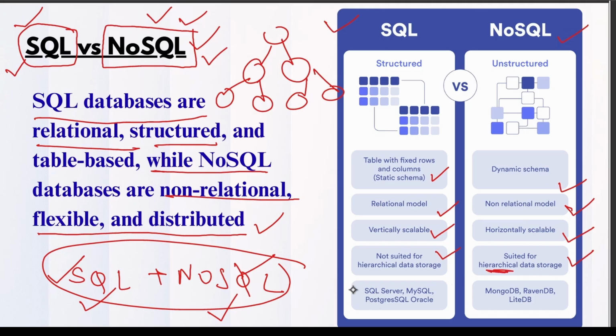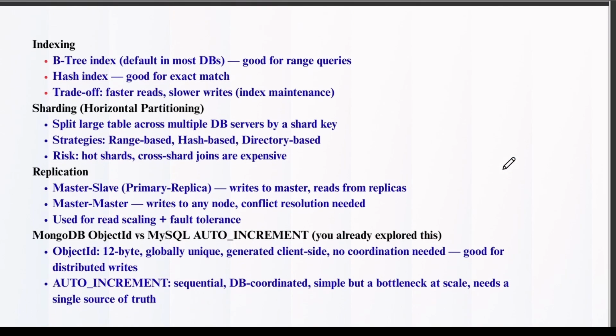Examples of SQL are MySQL, Postgres, Oracle, this kind of stuff. In NoSQL we have MongoDB, RavenDB, LightDB, and Amazon Aurora DB, or RDS. In AWS I have shown you that. And while you are working with databases, if you want to have a good system design, you need to look at all these trade-offs and all that stuff.